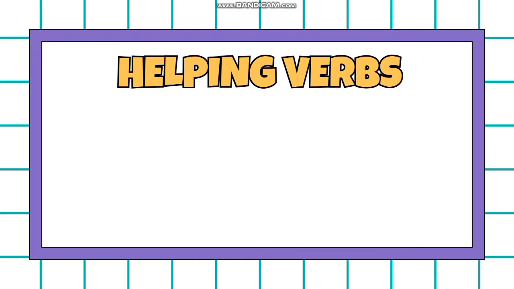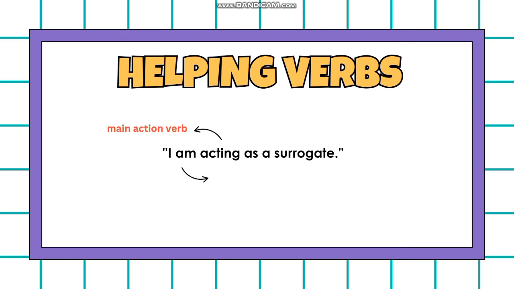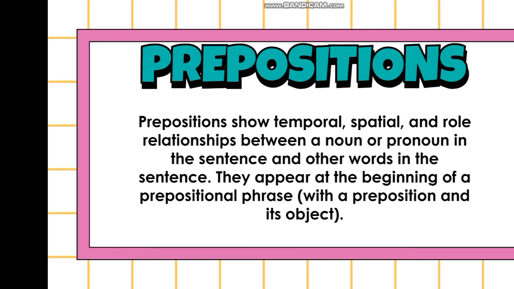A helping verb can be used to indicate tense in the sentence, setting the timing of the action verbs, whether in continuous or passive tense, or progressive and perfect tenses. For example, in the sentence, I'm acting as a surrogate. The main action verb here is acting, and the helping verb am is used with it to express an ongoing action in the progressive tense.